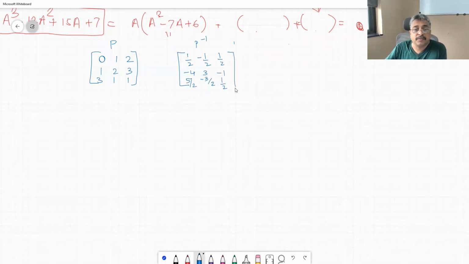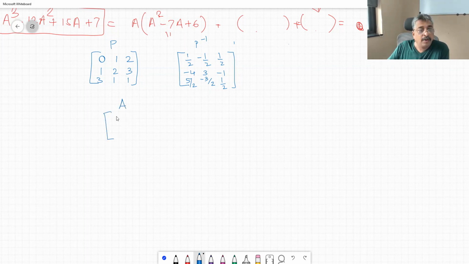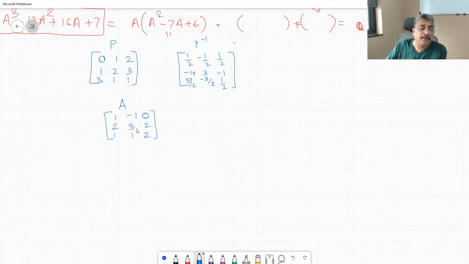This is P inverse. We have a 3 by 3 matrix whose eigenvalues were good. Let matrix A be [1 -1 0; 2 3 2; 1 1 2], and the corresponding eigenvalues of A are lambda 1 equal to 1, lambda 2 equal to 2, lambda 3 equal to 3.